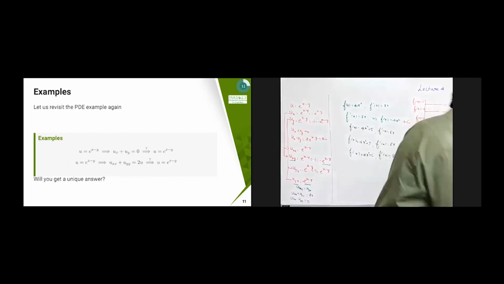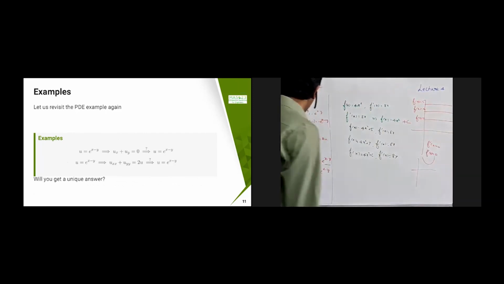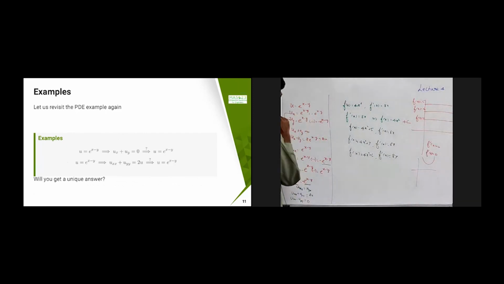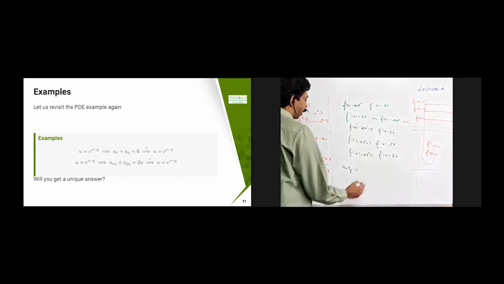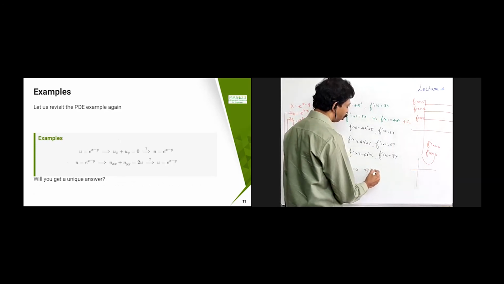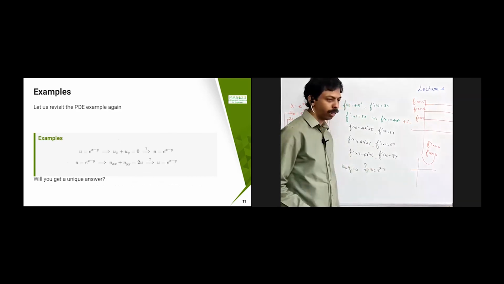Same thing for the PDE case also. Suppose u equal to e power x minus y is given, then we can prove that ux plus uy equal to 0. Now, on the other hand, I have asked this question. Suppose ux plus uy equal to 0 is given to you. Then can you guarantee that u is equal to e power x minus y? Is it guaranteed? It's not necessary.